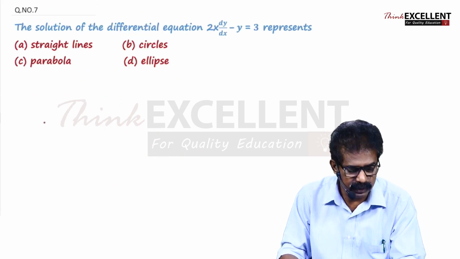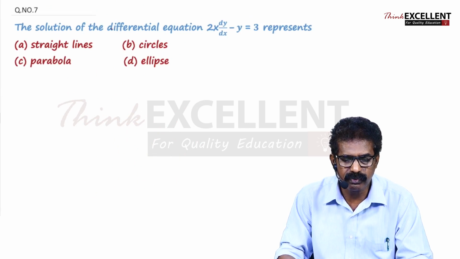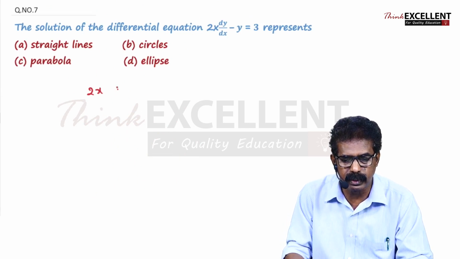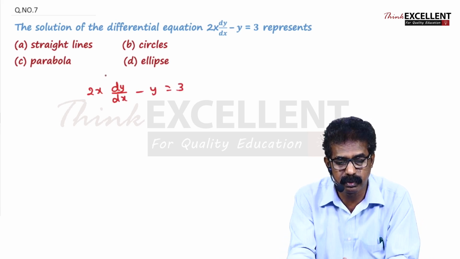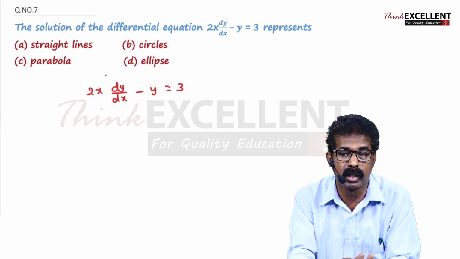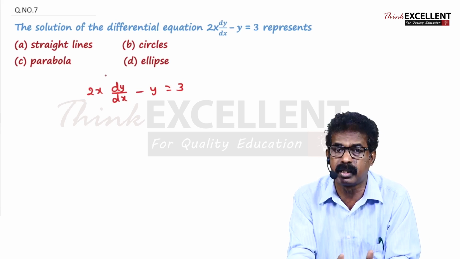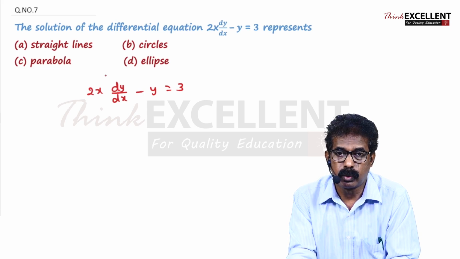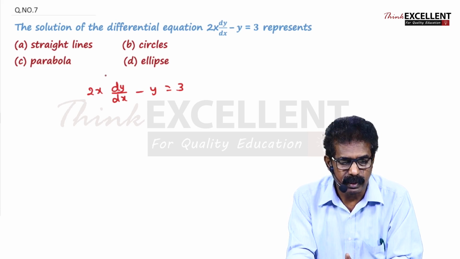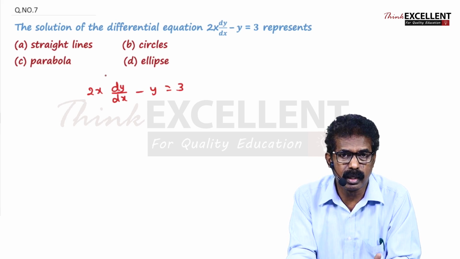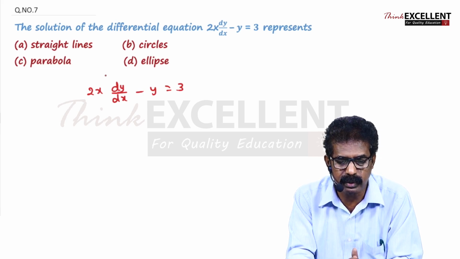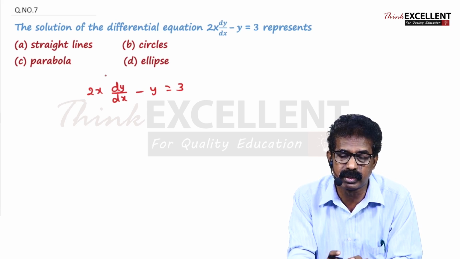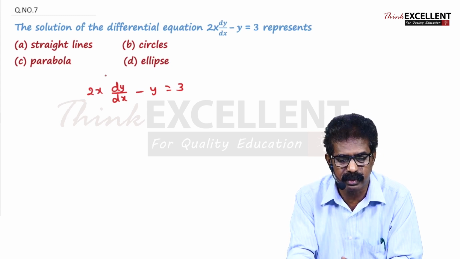Now question number 7. The solution of the differential equation 2x dy by dx minus y equal to 3 represents straight lines, circles, parabola, ellipse. So you must know how to identify after getting the equation, right? Straight line means degree of x and y must be 1. Circles: x degree 2, y degree 2, coefficients must be equal, in between plus sign should be there, right? Parabola: x degree 2, y degree 1, or x degree 1, y degree 2. Ellipse: x degree 2, y degree 2, in between plus, and coefficients are different. If the coefficients of x square, y square are equal, it is circles, right?